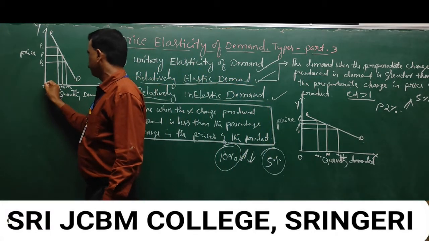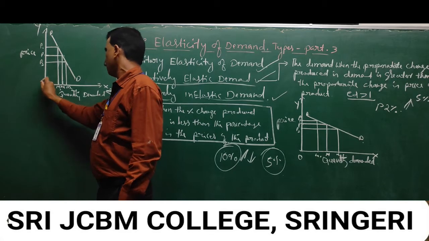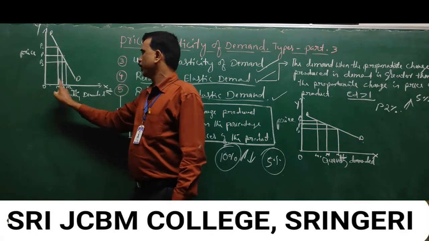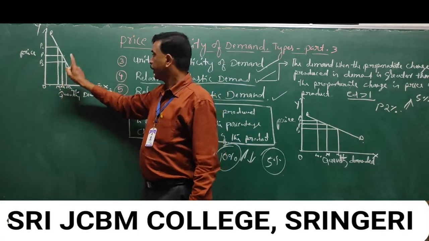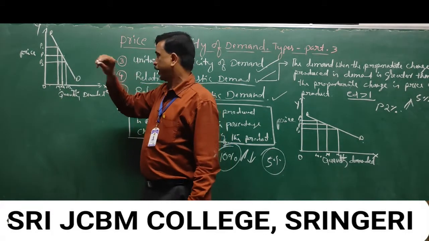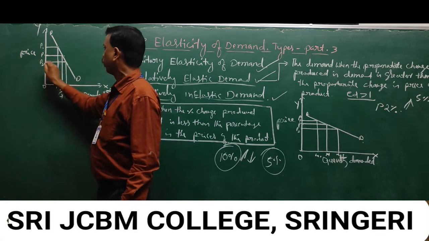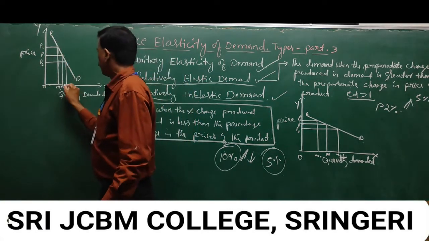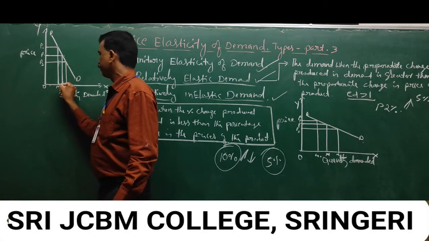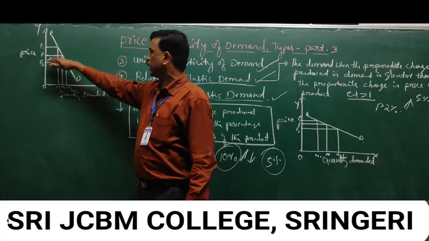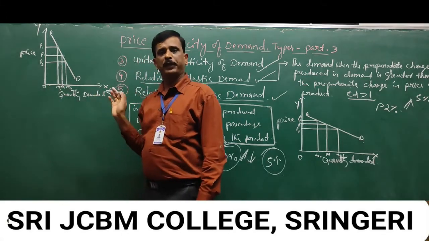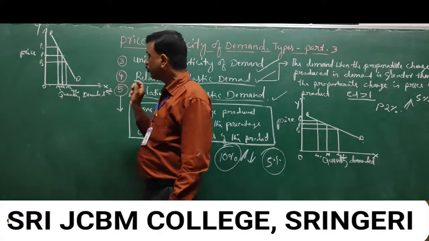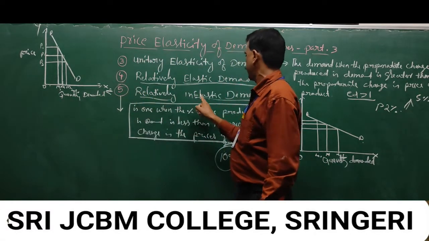Suppose the original price is OP. OM is the original quantity demanded. Because the price of the product is increasing from OP to OP1, a big change in the price leads to a small change in the quantity demanded. This portion is greater than this portion. That is known as relatively inelastic demand.